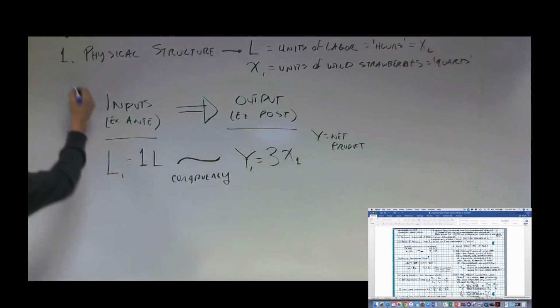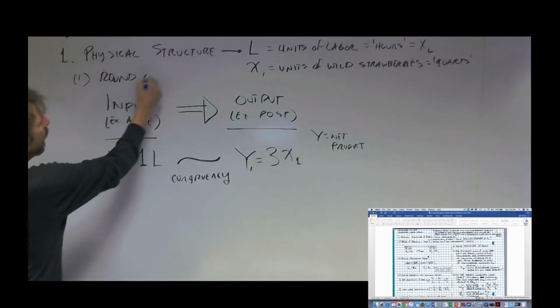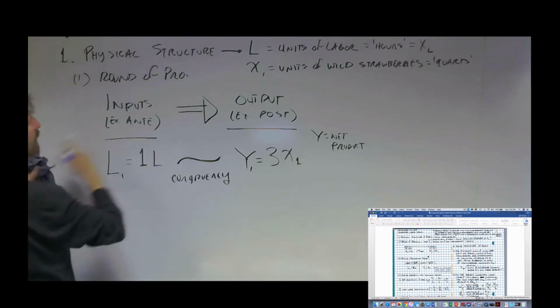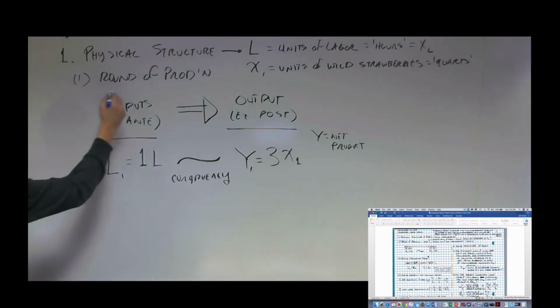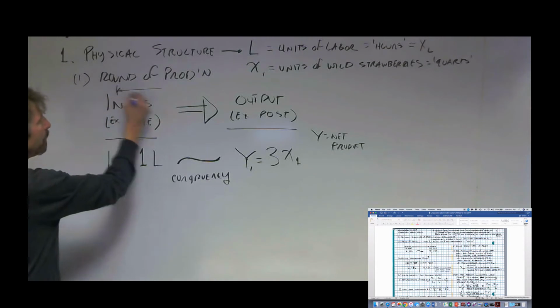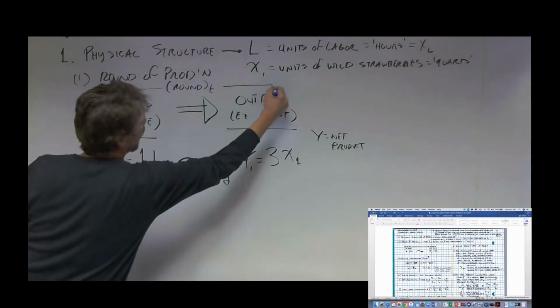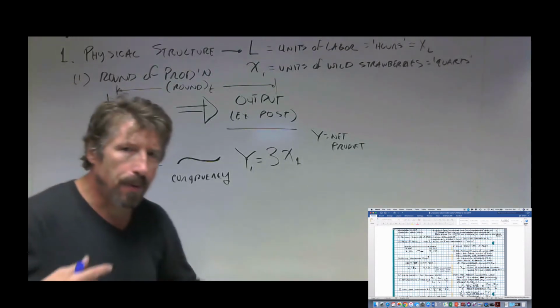Right. So I call this a little Roman numeral 1. That's going to be the round of production. This whole thing is going to be the round of production at time t. So you're going to be looking at the inputs around t and the output around t.